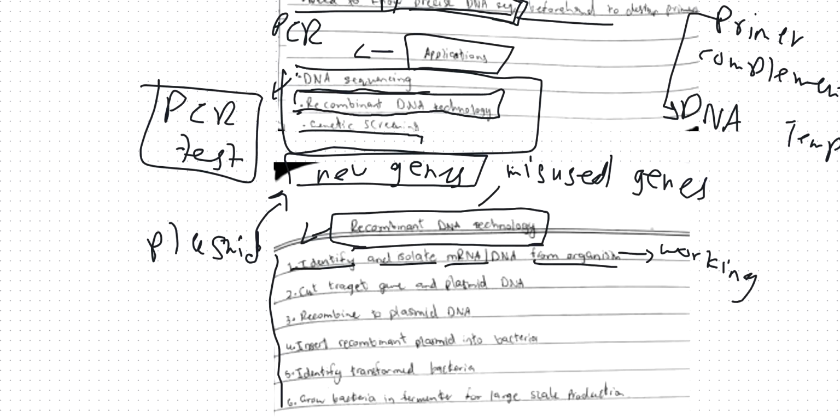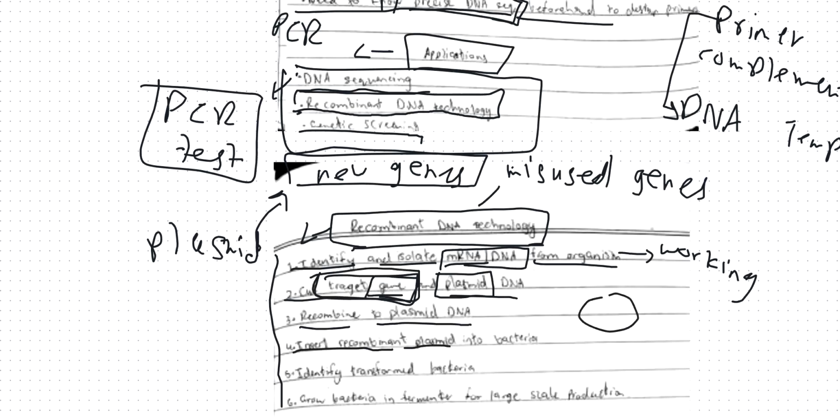And step 2 is you cut the target gene and plasmid DNA. So first step was you isolate the mRNA or DNA sequence from the organism. Step 2 is you cut the target gene, the gene that you need from this DNA sequence, and you also cut the DNA plasmid. And then step 3 is you recombine this plasmid DNA with this target gene. So these two combine. And step 4 is you insert this recombinant plasmid. So the newly made plasmid, the plasmid that consists of this target gene, is inserted into the bacteria.